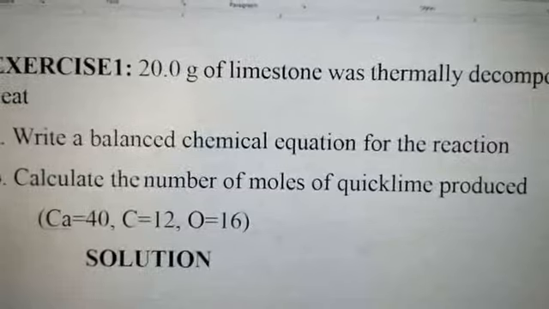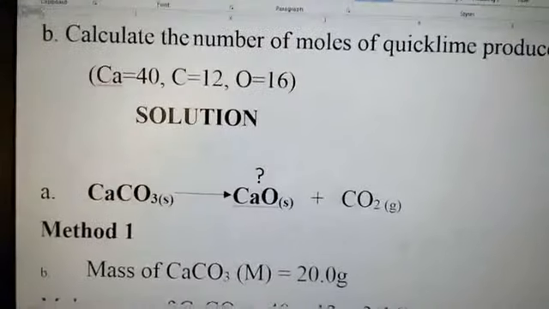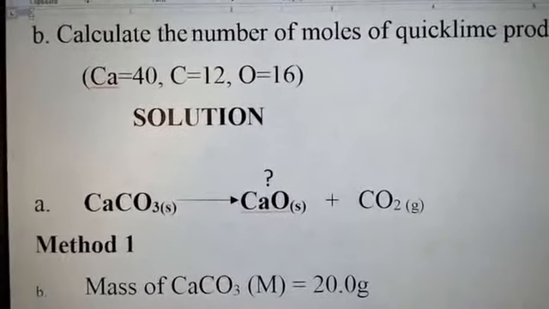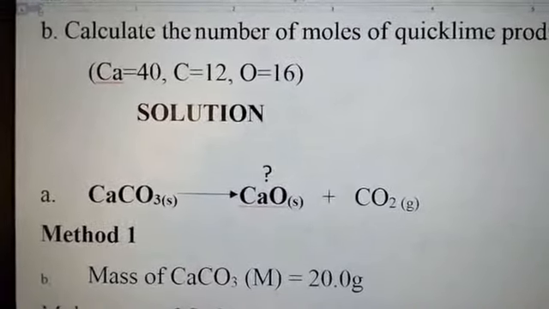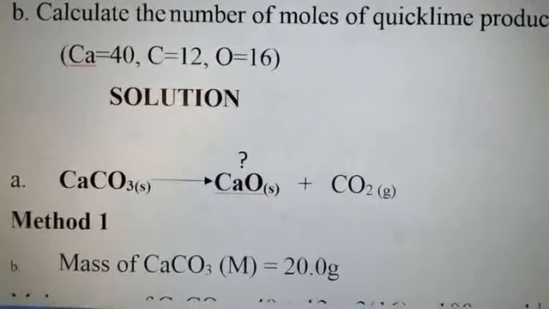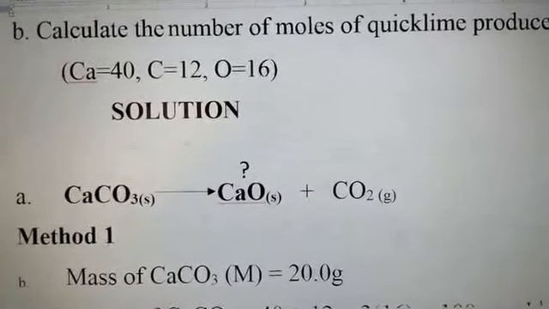So we are asked to first of all write the equation for the reaction. We'll go to the solution. Look at the equation. Limestone is calcium carbonate, and then it decomposes into calcium oxide, which is known as quicklime, and CO2. So that's the balanced equation.